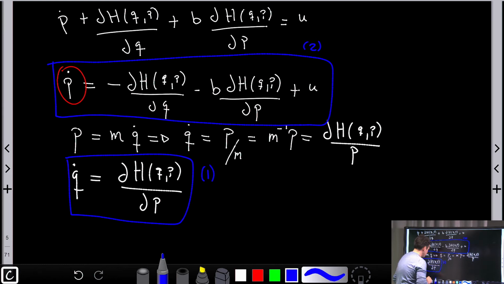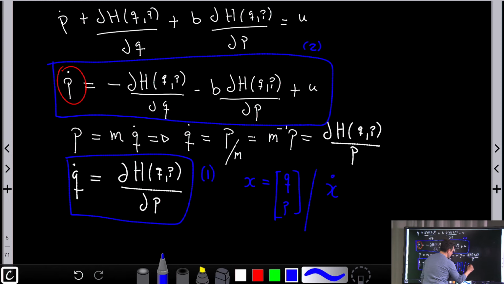Well, I can always define a state vector, which is going to be called x, and this state vector is just a column of the generalized q and the generalized p. The dynamics of this vector, the time derivative x dot, is just q dot and p dot, the dynamics of both. I already have the results for q dot and p dot, so let's rearrange these two equations in terms of matrices.